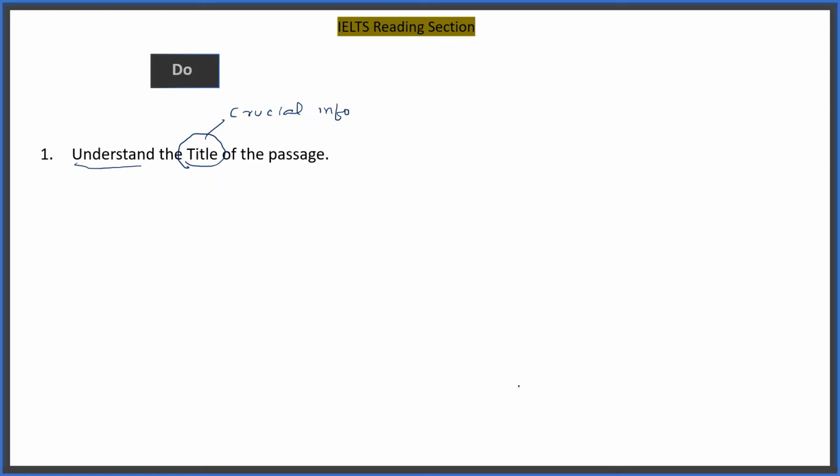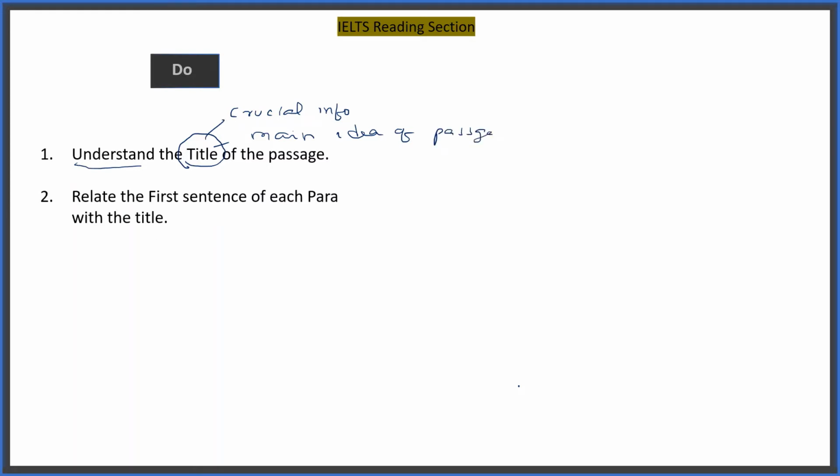The title of the passage tells you about the main idea of the passage or what the passage is about. Also, relate the first sentence of each para with the title of the passage. The first sentence of each paragraph is somehow related to the title of the passage. Also, the first sentence of each para contains some useful information that you will be using to answer the heading questions.